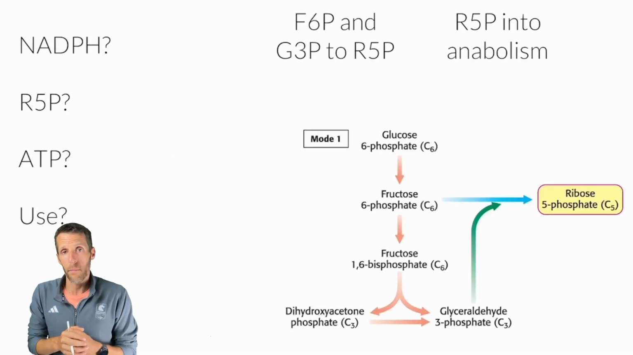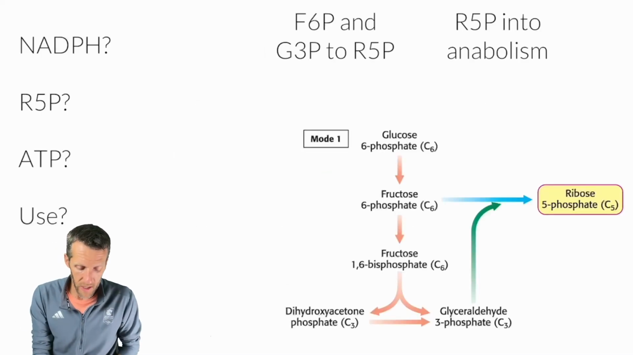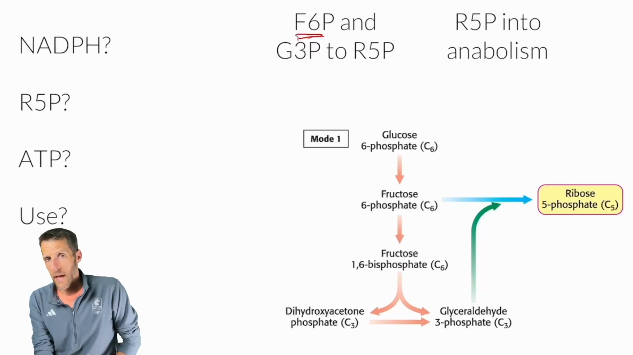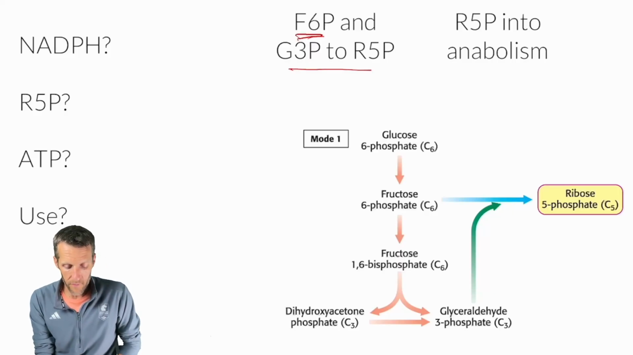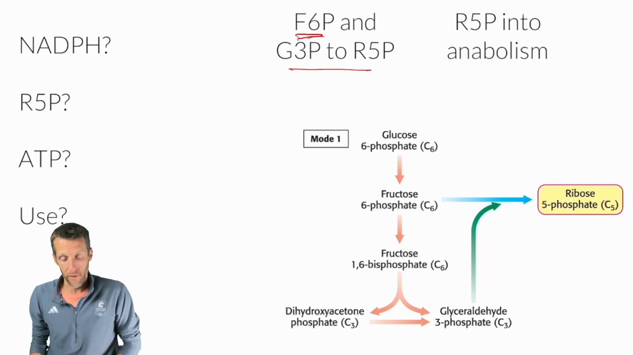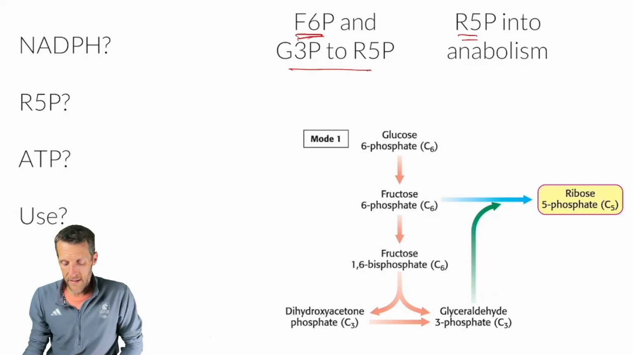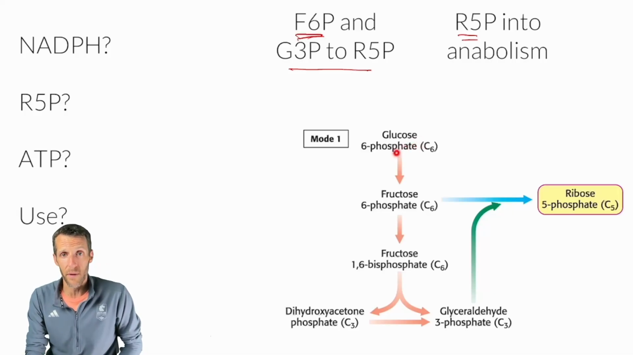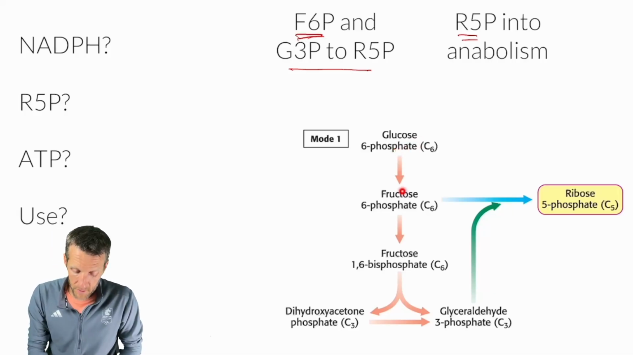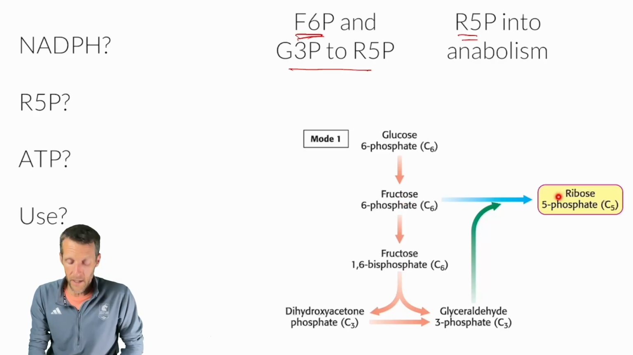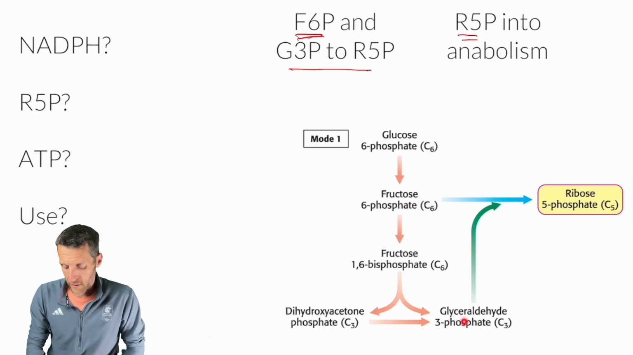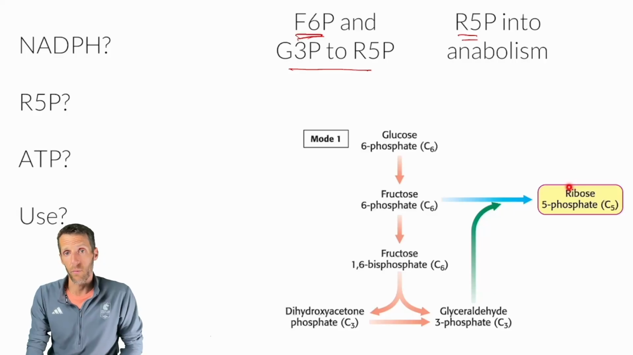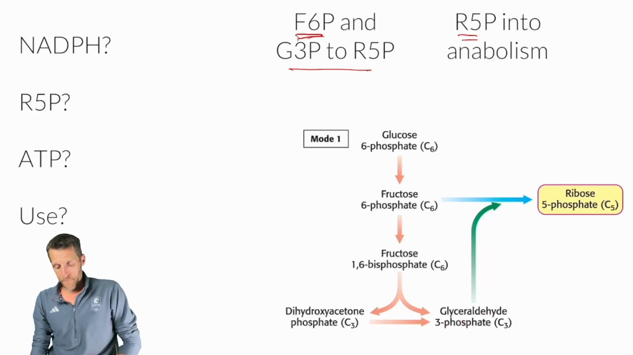So here's one of the modes. What's happening in this mode is we are taking F6P and we are converting it to G3P and R5P. And that R5P is then going into anabolism, right? Just to walk through this, we've got a glucose 6-phosphate. If we put a tracer on there and followed it, what we'd see is some of the time it goes to Ru5P, some of the time it goes through glycolysis and then gets kicked out as Ru5P. So we're basically making R5P and sticking it into metabolism.